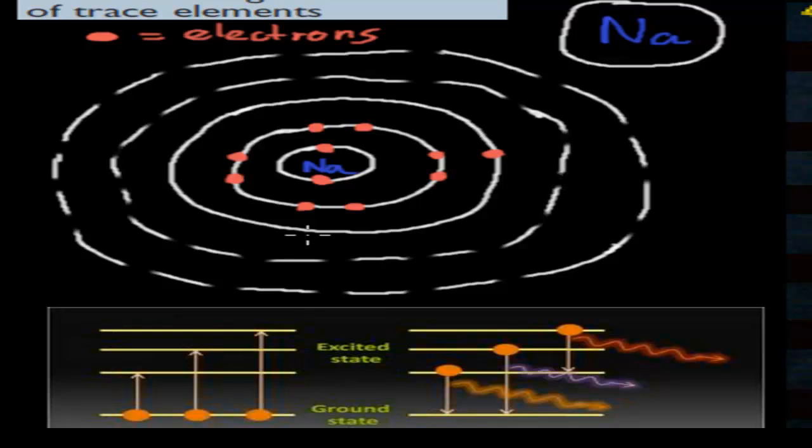So what I mean by that is, this was the shells. We've got our sodium atom here. Sodium atom has 11 protons, which also means it has 11 electrons. So you can see it has 2 in the first shell, 8 in the second, and 1 in the third shell.